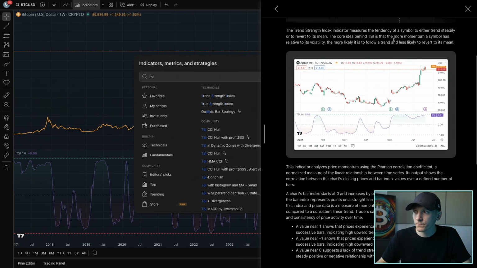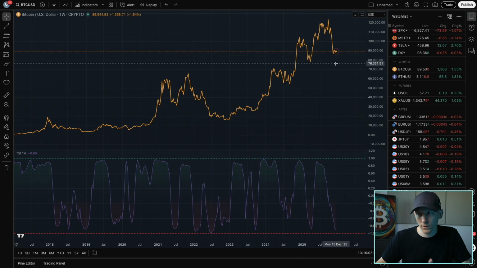So as you can see here, the momentum a symbol has relative to its volatility. So if the price is moving up, how strong is that trend? Is the price consolidating? And so is the trend weakening out? And we can definitely use those as entry and exit points for our trades.